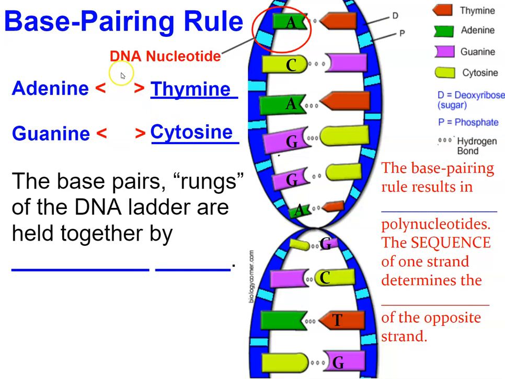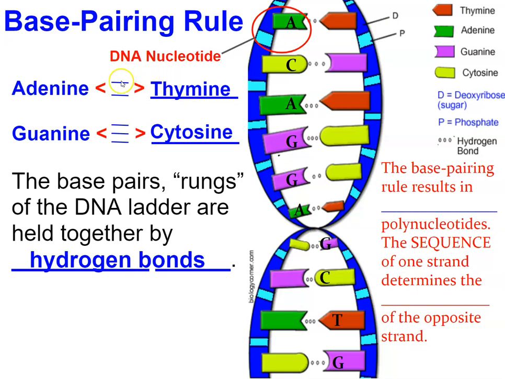And remember, there are different numbers of hydrogen bonds between them. There are 2 between adenine and thymine, and 3 between guanine and cytosine. And that's partly why they will only bond with their partner. In other words, according to the base pairing rule, it's because one is a purine and one is a pyrimidine.